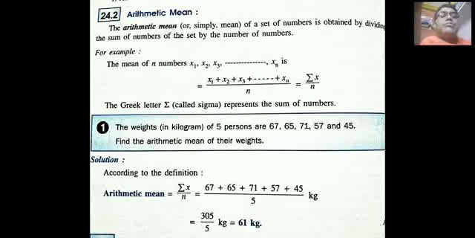Here is a simple problem for you. The weights in kilograms of 5 persons are 67, 65, 71, 57 and 45 kg. Find the arithmetic mean of their weights. According to the definition, arithmetic mean is equal to sigma x by n. So 67 plus 65 plus 71 plus 57 plus 45, divided by 5 persons, so 5. 305 by 5 is equal to 61 kg.